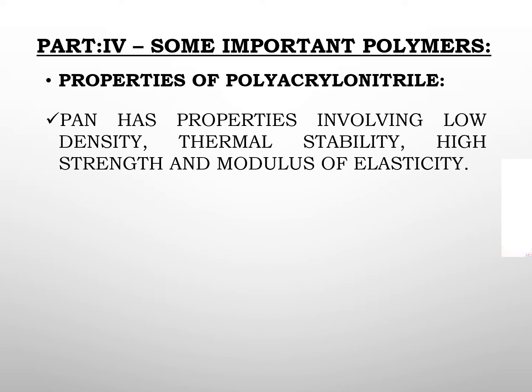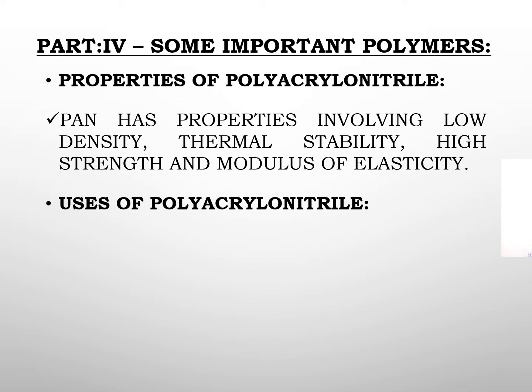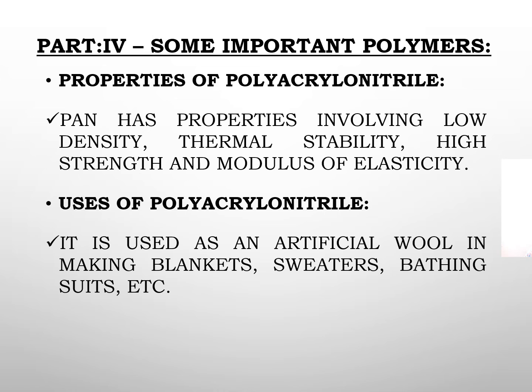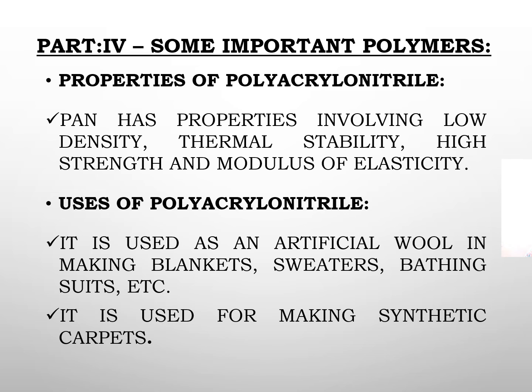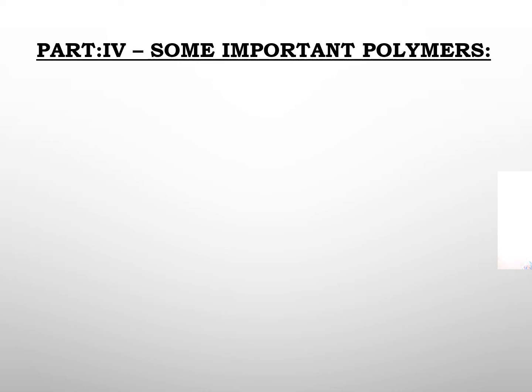Properties of polyacrylonitrile: it has low density, thermal stability, high strength and modulus of elasticity. Uses: it is used in making artificial wool, blankets, sweaters, bathing suits, synthetic carpets, and it is used in making RO membranes.